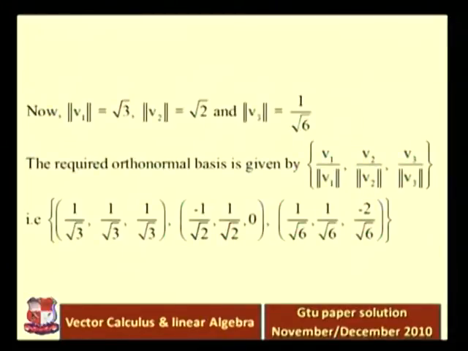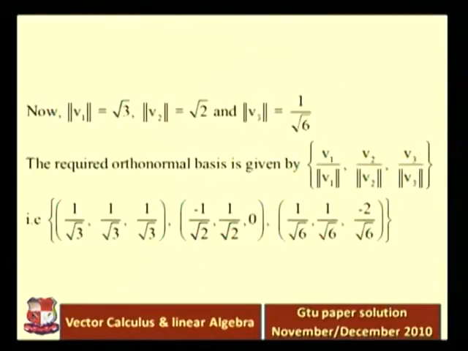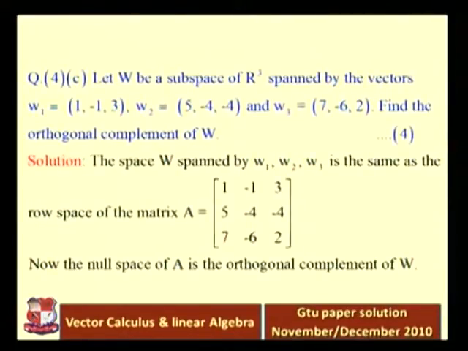So we have any basis vectors, we convert them into an orthogonal basis using the Gram-Schmidt process, and then the orthogonal basis into an orthonormal basis by just dividing each vector by its norm. So this question is complete now, and this question carries 4 marks in this question paper. Next question, question 4c.